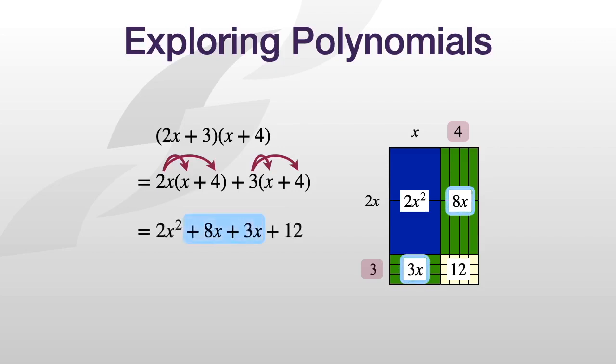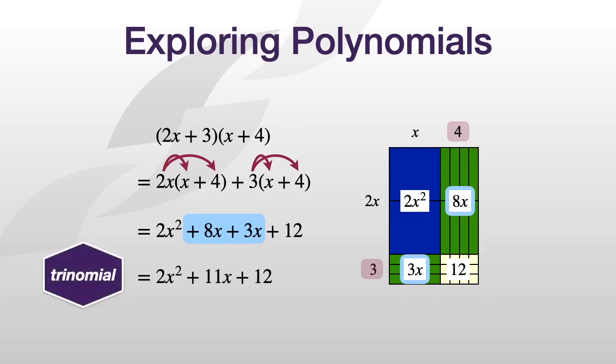2 of the 4 partial products can be combined. 8x plus 3x is 11x, so the product is 2x squared plus 11x plus 12. This polynomial has 3 terms. It's called a trinomial. Let's try another.